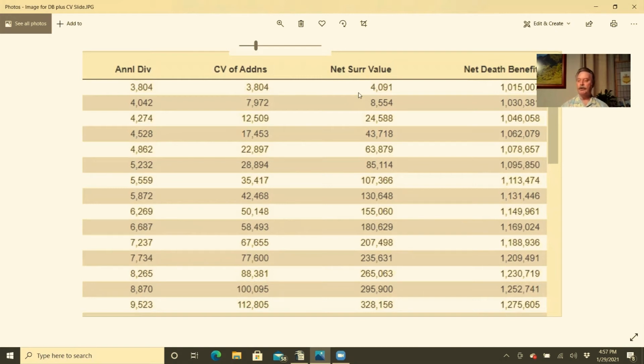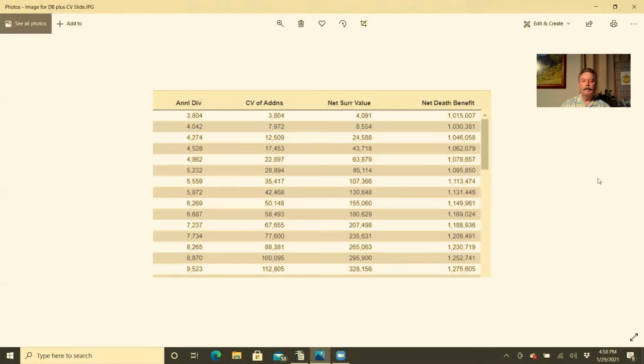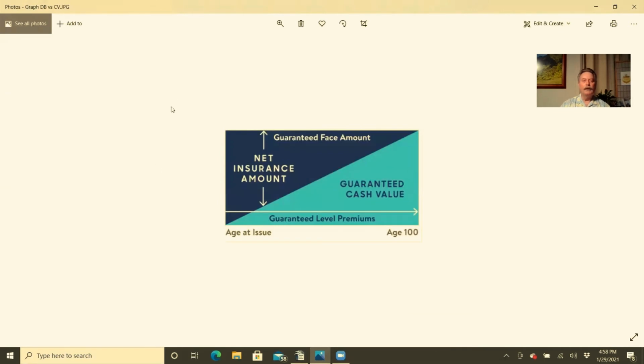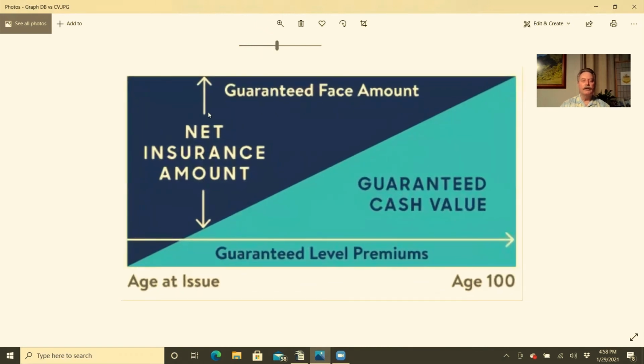This particular policy, issued for a 50-year-old man, will grow from $1 million face value to about $3 million in face value in the 50 years that it goes to maturity. Here's a graph. I'm going to show you this graph here. Here's a graph that shows an intersection of the growth of the insurance benefit and the face value or cash value here.